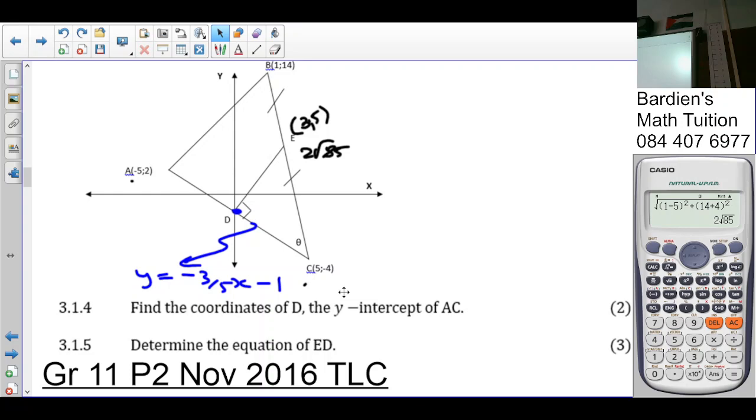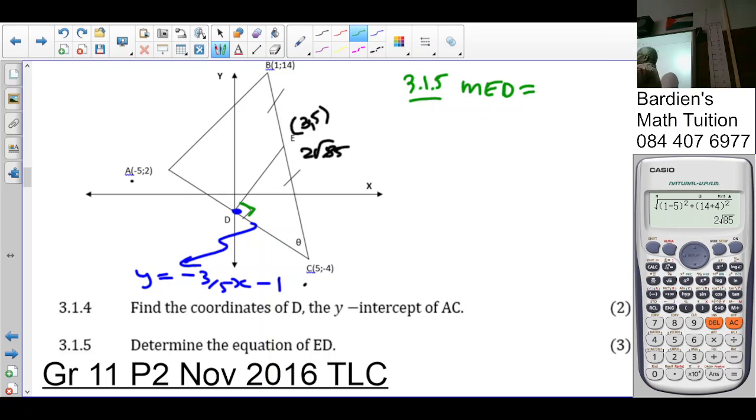Okay. So D is (0, -1). Determine the equation of ED. As we know, ED is perpendicular. ED stands at 90 degrees. So the gradient of ED times the gradient of AC is going to be negative 1. So the gradient of ED is going to be 5 over 3.